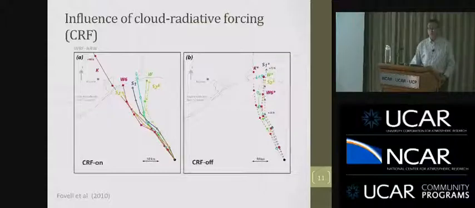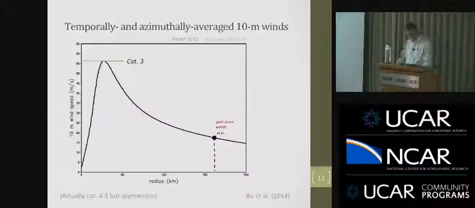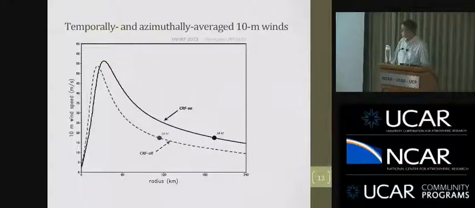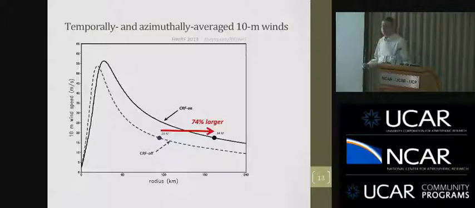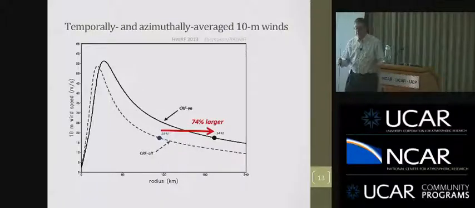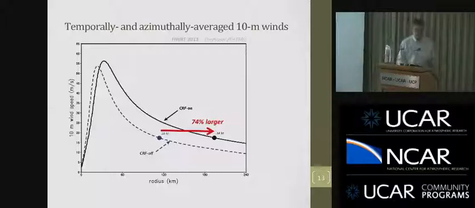So as you can imagine from what I showed you previously, if we look at the 10-meter wind profiles here, what we're seeing is radius versus 10-meter wind profile. This is for CRF on. The blue dashed line is for CRF off. I'm highlighting here the 34-knot wind radius, 74% larger going from smaller to larger. So it's making a big difference in the size of the wind field in a relatively short period of time.